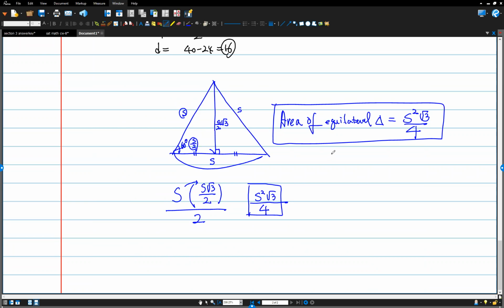Okay? When you have 10, 10, 10, what is the area of this equilateral triangle? 10 squared, 100, and multiply rad 3 and divide by 4. That is 25 radical 3, the area of this equilateral triangle. Okay?